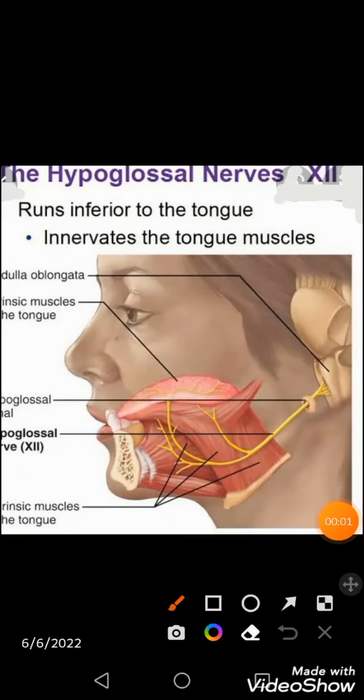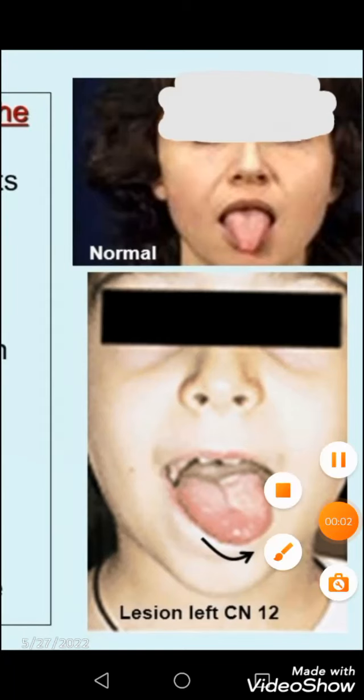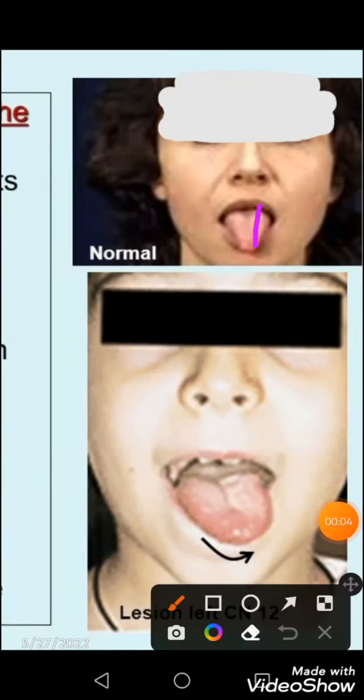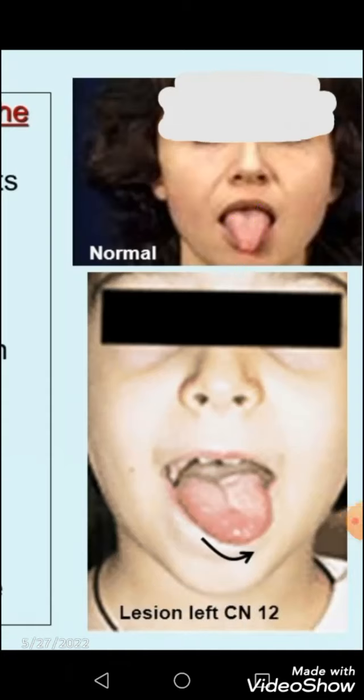Another diagram in repeat: the hypoglossal nerve comes out from the medulla oblongata, passing through the hypoglossal canal, then runs under the tongue as the hypoglossal nerve, so it supplies all of your extrinsic and intrinsic muscles. In the picture, the normal tongue you can see protruding straight out, but in the lower picture what happens is that your tongue is deviated towards the paralyzed half, right? Now what is the explanation?